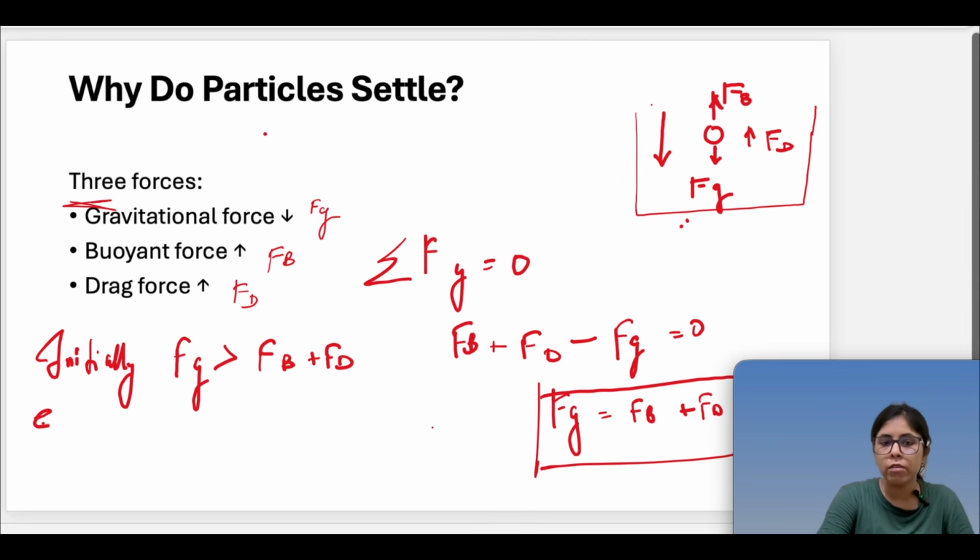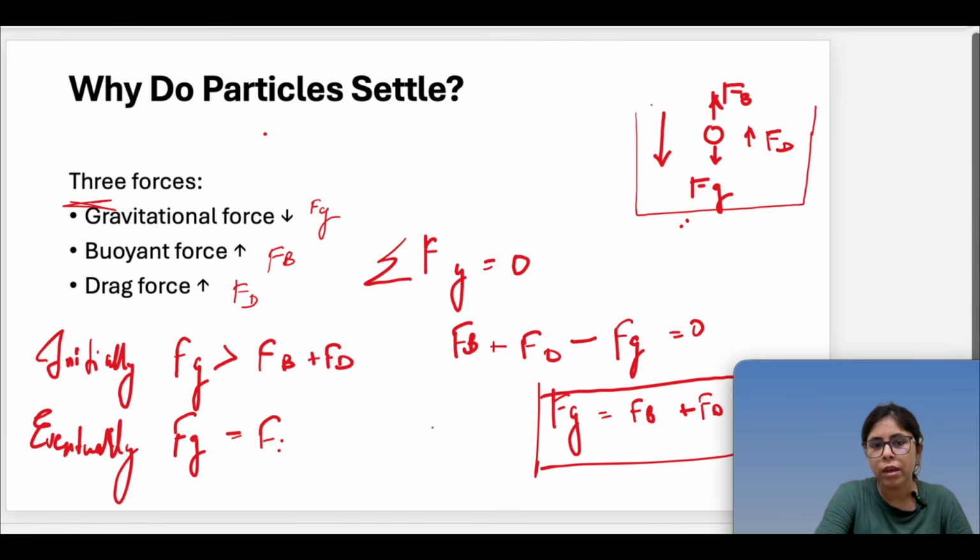But eventually, I can see that this Fg will become equal to Fb plus Fd. And at this condition, the velocity which the particle will have is the settling velocity. So we will be calling it the settling velocity.